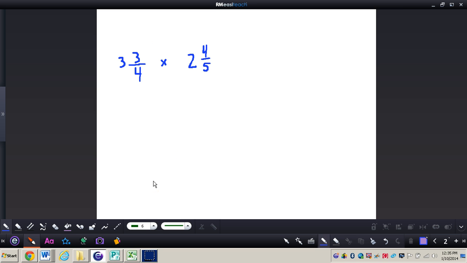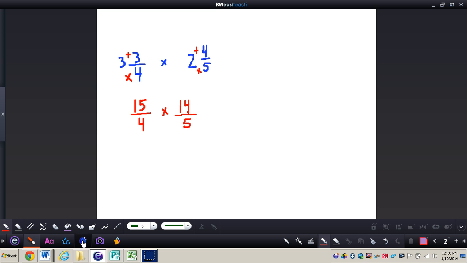So now we have 3 and 3/4 times 2 and 4/5. And I just want you to follow along as I do this for you. I'm going to use a different color of ink. First step, like I said before, you want to change your mixed numbers into improper fractions. You want to multiply the denominator by the whole number and then add the numerator. So first of all, 4 times 3 will give me 12, plus 3 will give me 15. The denominator stays the same, 15/4. Then we're going to look at our next mixed number. Multiply denominator times whole number, giving me 10. Adding the numerator will give me 14. And the denominator will stay the same.